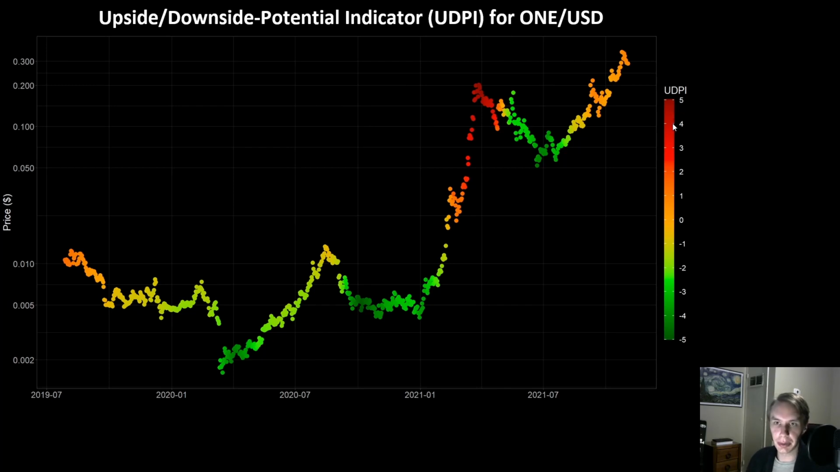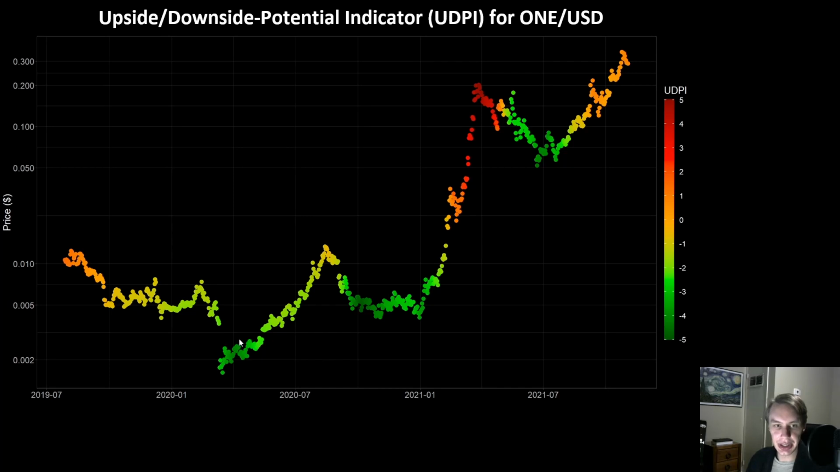What this indicator quantifies is risk. A high score, a score of 5, means high risk. That's when the upside potential is quite low and the downside potential is quite great, so there's a lot of room to move downwards. And a score of -5 is when the asset's at a low risk point. That's when the downside potential is quite low and the upside potential is quite high.